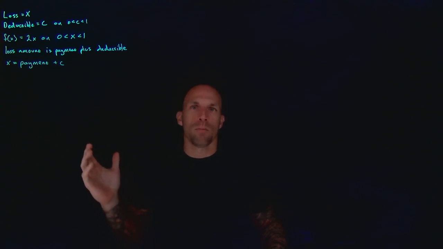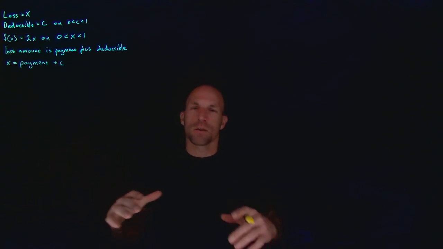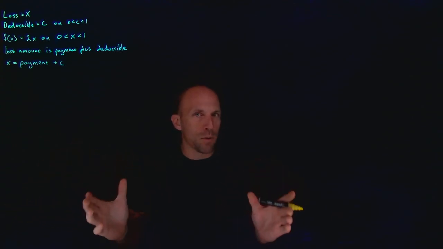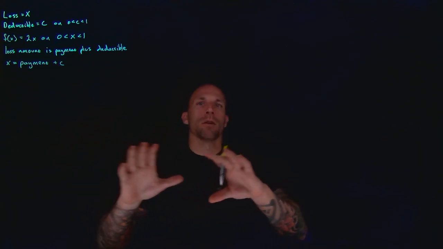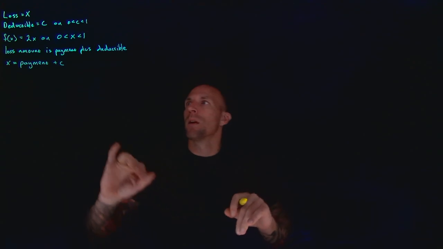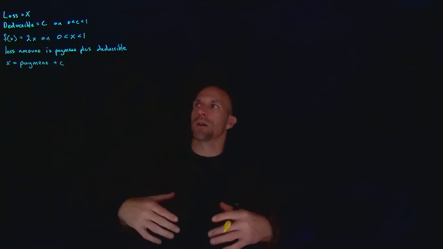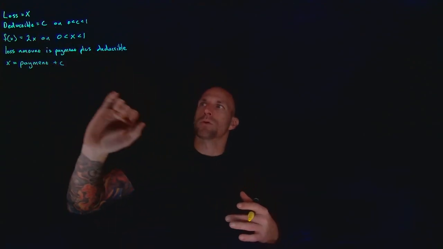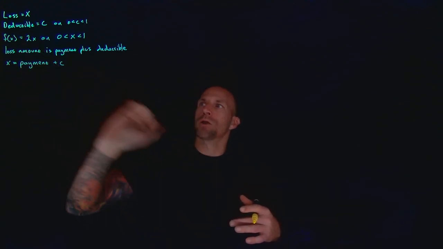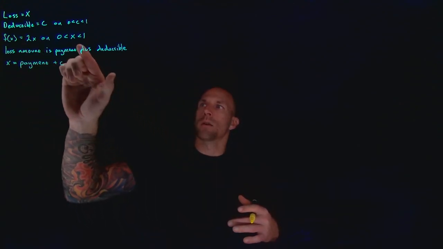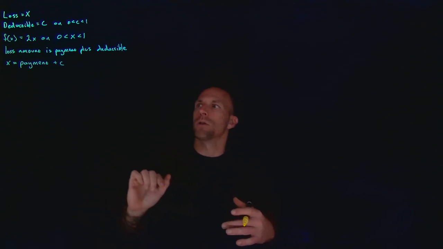This is problem number 38, and it's a fairly straightforward problem once you understand how to take the language you're given and turn it into meaningful mathematics. So we're told that there is a loss amount X, we're given a deductible C and a constraint on that deductible. We're given a function for our loss amount and constraints on that function.